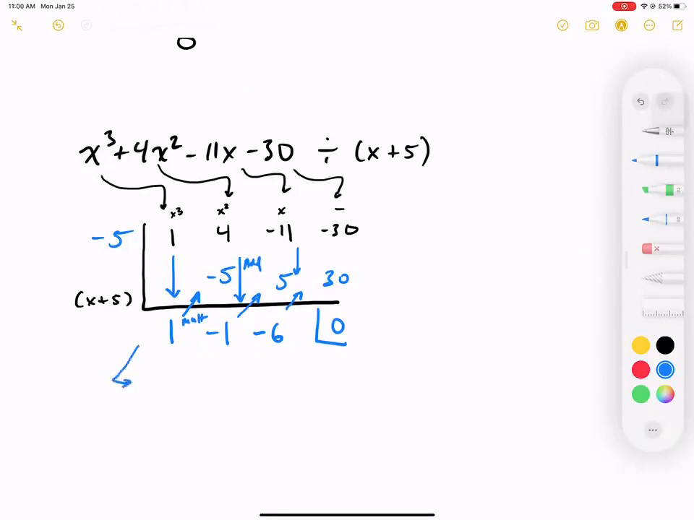So let's rewrite this in positions. We have x cubed, x squared, x, and constant. We drop one exponent because we divided an x. We now have a 1x squared. You can write a 1 here if you want. Minus 1x minus 6.